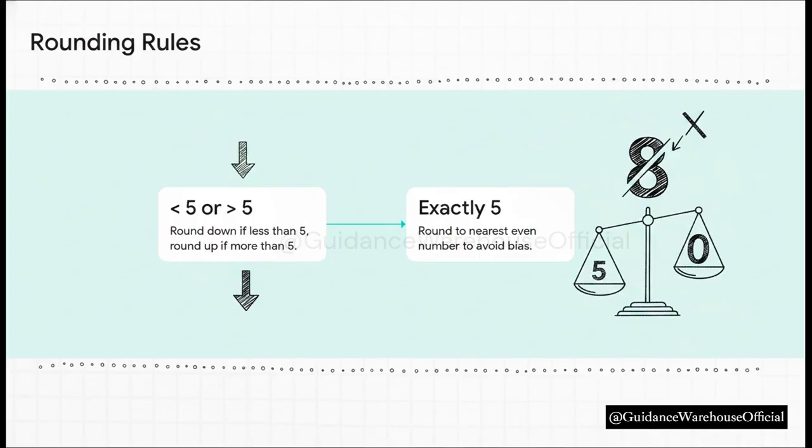So if you need to round 6.875 to 2 decimal places, the 7 is odd, so you round up to an even 8, giving you 6.88. It's an intentional, clever strategy to keep our scientific data completely pure.